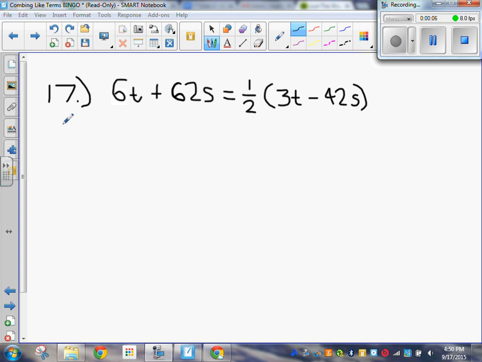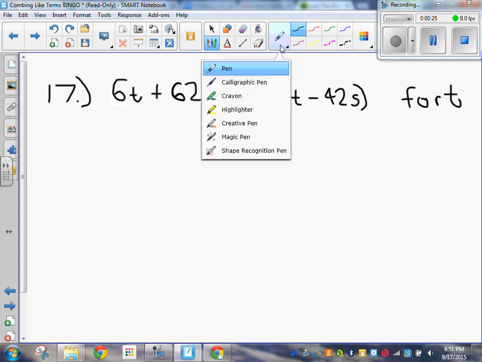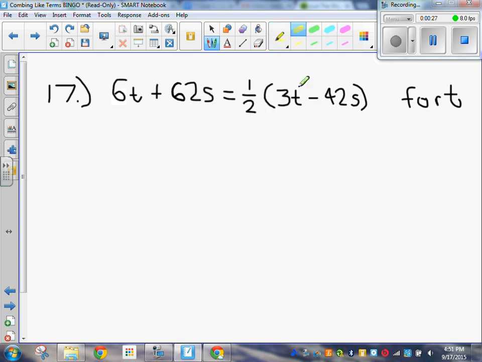I'm going to go over problem number 17 from the Solving Equations and Formulas worksheet I gave you yesterday. The first thing we're told in this problem is that we're solving for the variable t. Looking at my equation, I see it's in a couple different places right now. It's right here inside the parentheses, and it's right here on the other side.